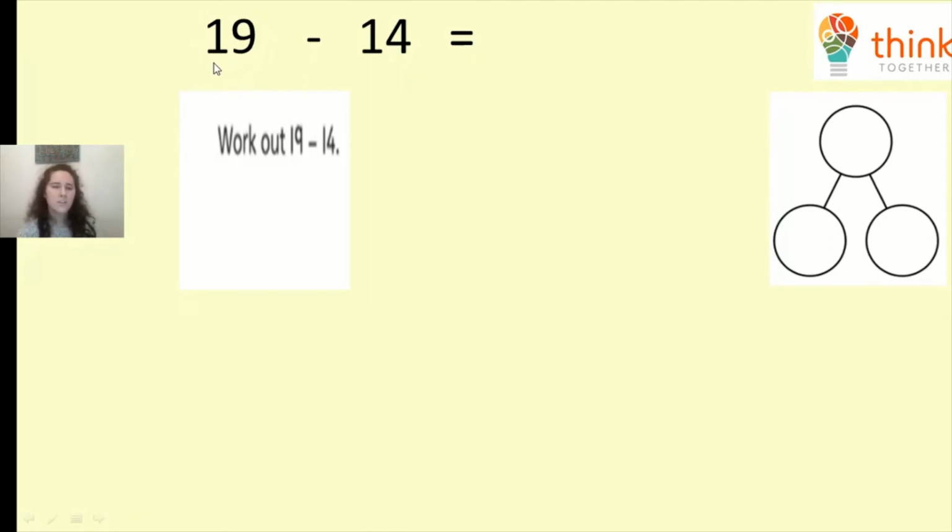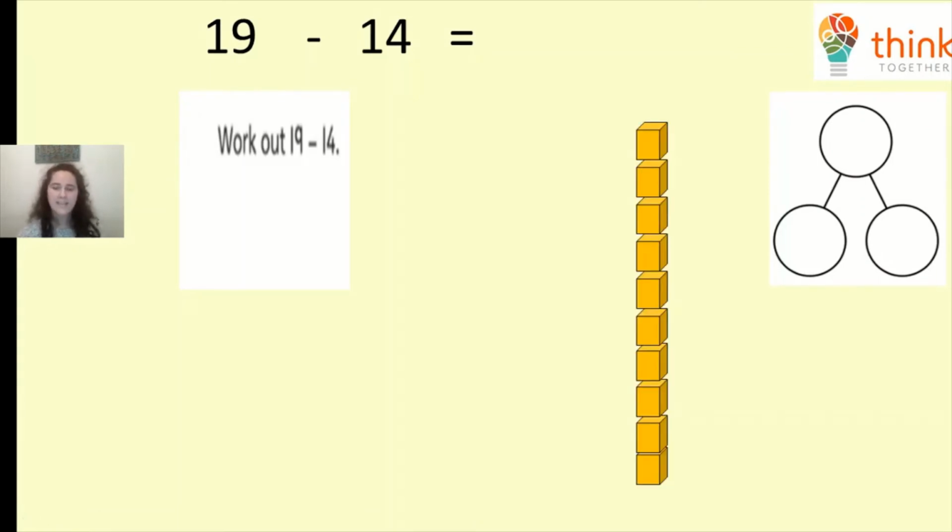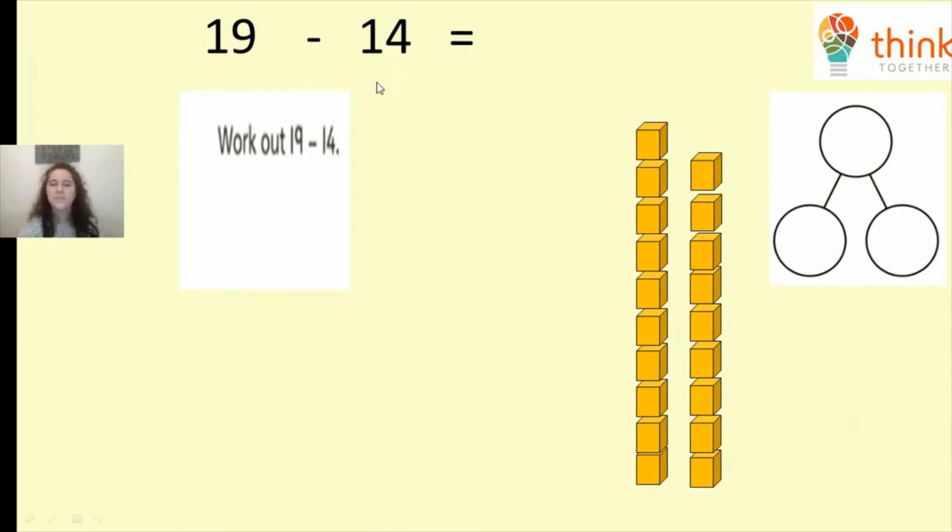So can you tell me what could I split 19 into to make this easier? Well done. I can split it into a group of 10 and 9 1s. So you ready to do that with me? There's my group of 10, and then I need my 9 1s. 1, 2, 3, 4, 5, 6, 7, 8, 9. There we go. Now, what do I need to do next?